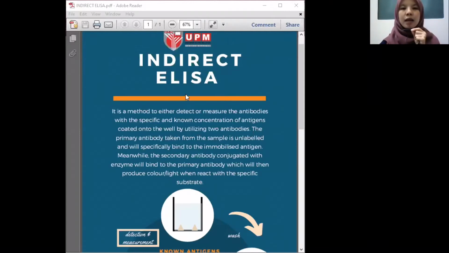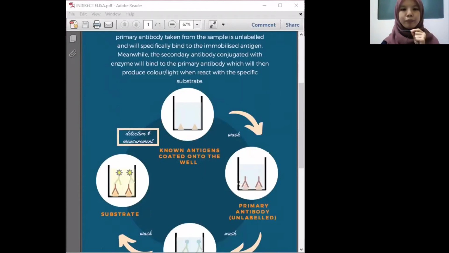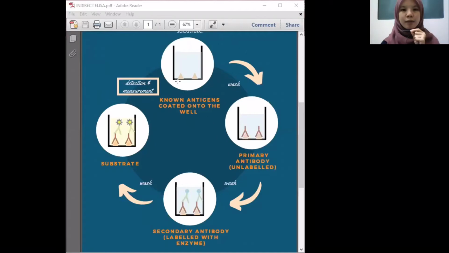But in indirect ELISA, the first antibody taken from the sample is unlabeled, and this antibody will bind to the specific antigens that have been coated onto the well, whereas the secondary antibody is labeled. It is labeled with enzyme, and this antibody will bind to the primary antibody, producing color or light when reacting with the specific substrate. So, the steps are shown in the diagram here.